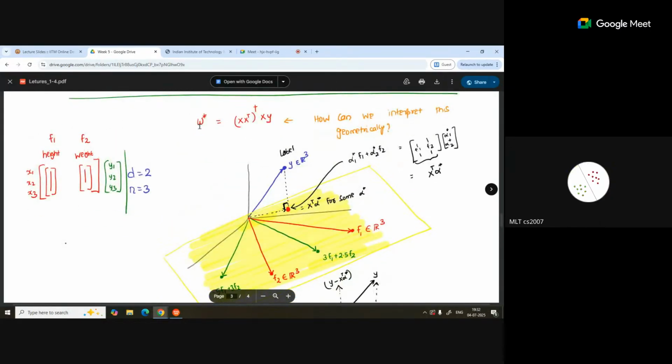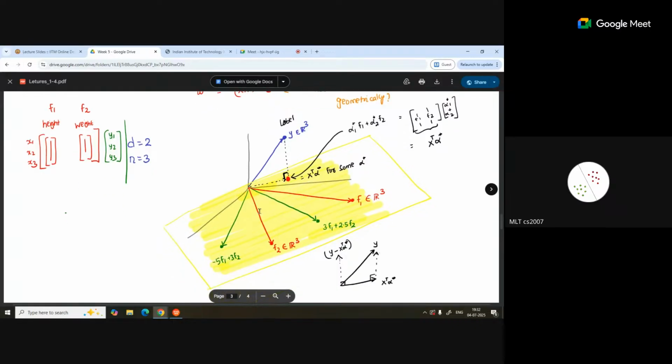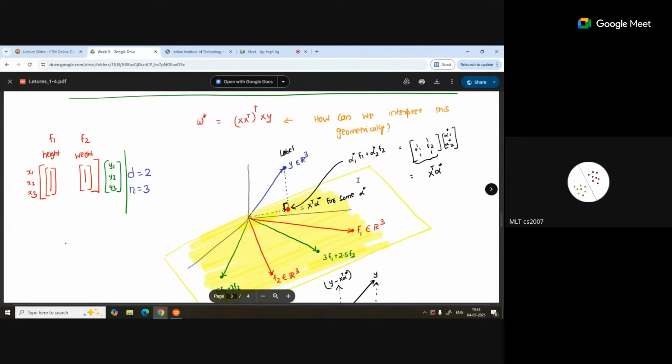So this is our solution, right? X transpose inverse xy, and this is the feature space. If this is feature f1, along the examples, it will contain one vector, and f2 is another vector, which is a weight vector. Now what you are plotting here are the linear combinations of all these features. This yellow shaded portion is the feature space, which is alpha 1 star f1 plus alpha 2 star f2.